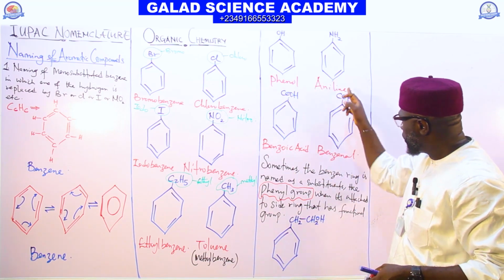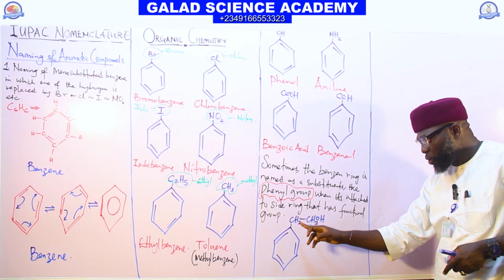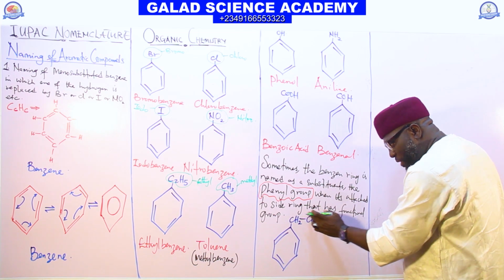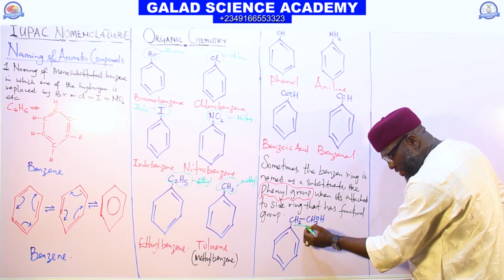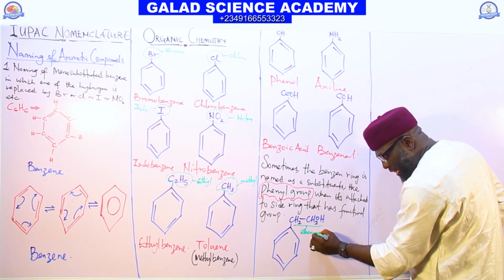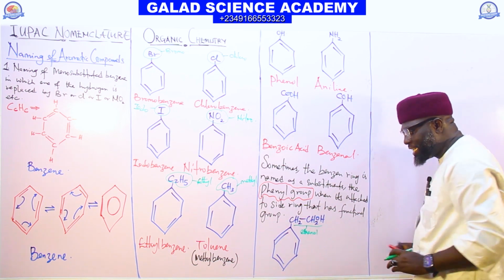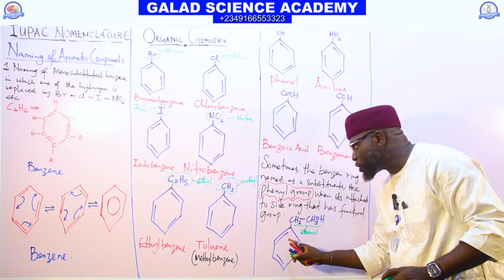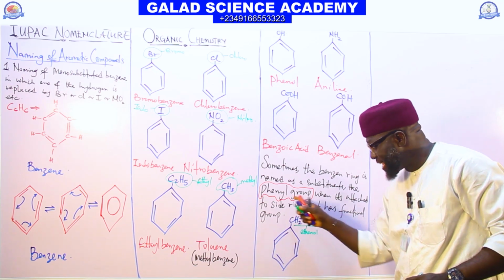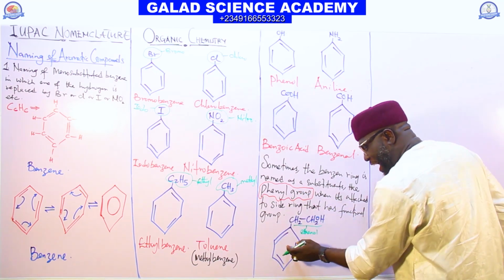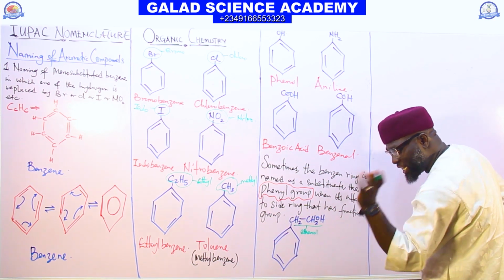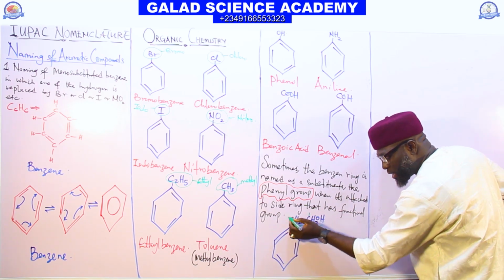Directly, without any carbon. But here we have a side chain, carbon 1, 2. The side chain we have here is what we call ethanol. And this benzene will serve as a substituted group. You now call it phenyl. Yes, phenyl ethanol.